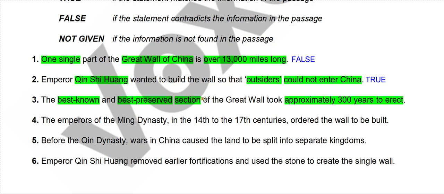So if this particular section, the most famous and the most well preserved section, took approximately, roughly 300 years, we will say true. But if it took way more than or less than 300 years, we will say false. And if we don't know anything about this particular section, we will say not given.